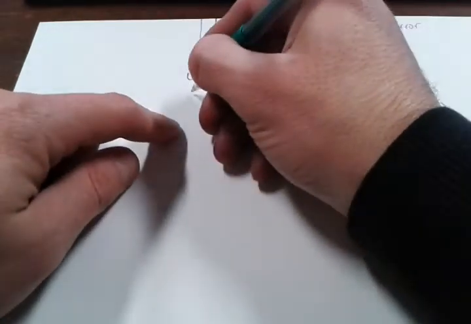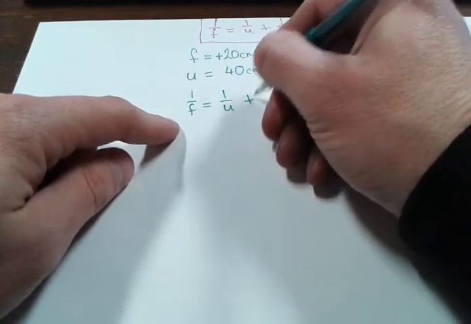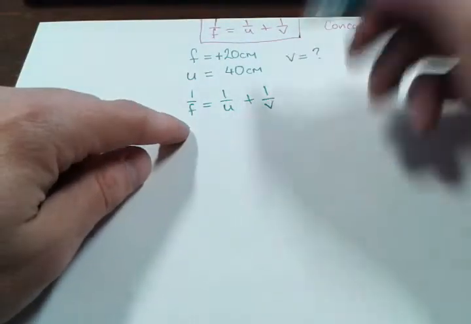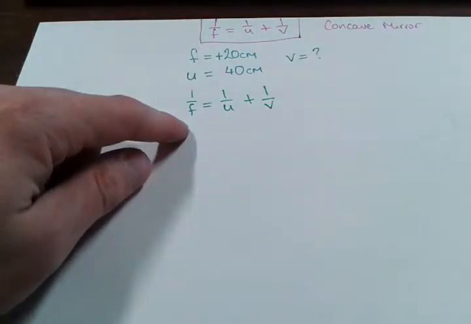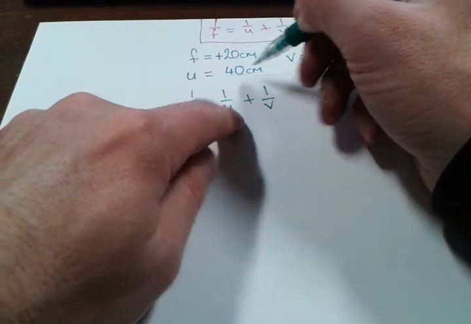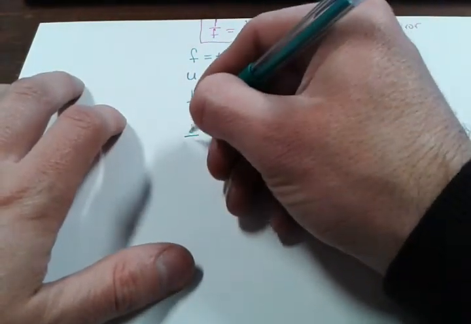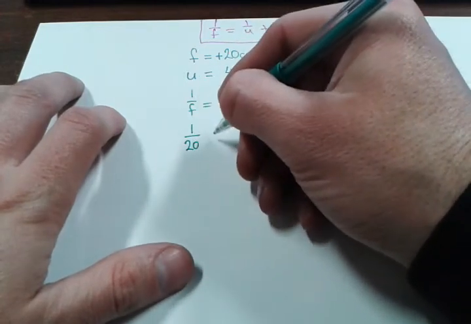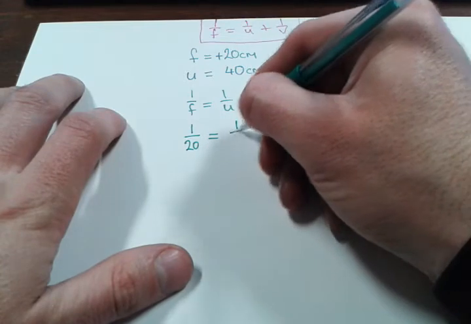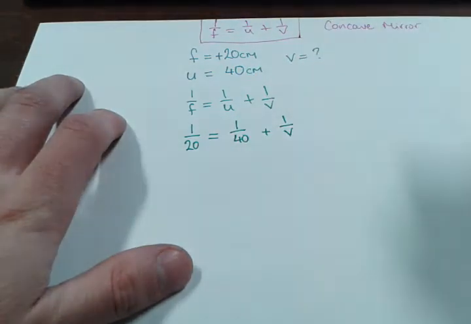So let's start. We start with 1 over f is equal to 1 over u plus 1 over v, as we would always start all the questions with the formula. We're given f, so we can put that in. We're given u, so we can put that in, and then we're looking to find v. So let's sub in all our values. We've got 1 over 20 for 1 over f, 1 over u, now u is given as 40, so that's 1 over 40, plus 1 over v.